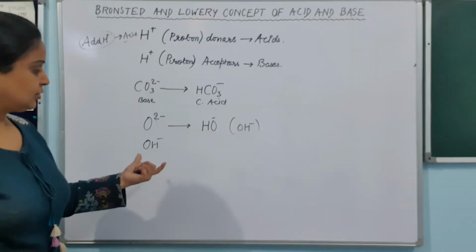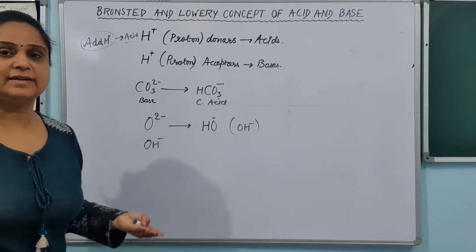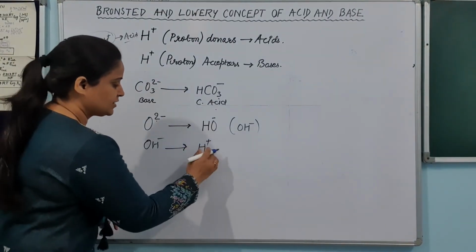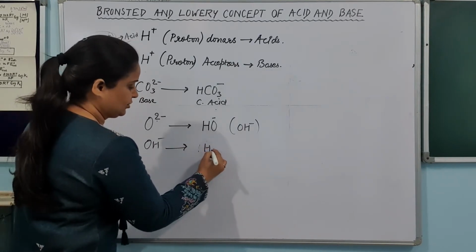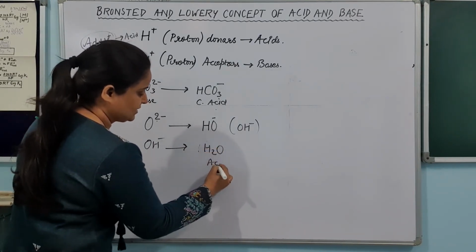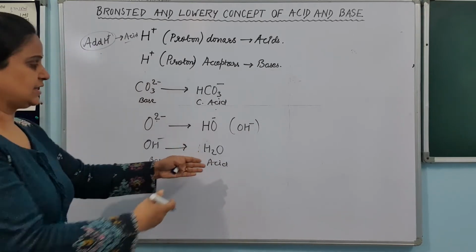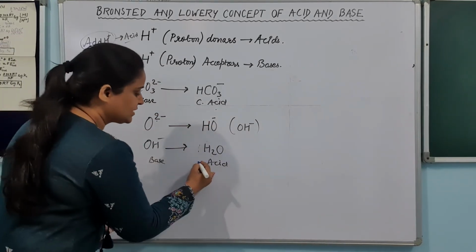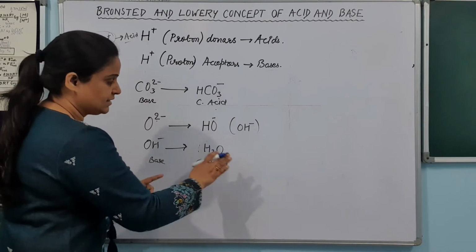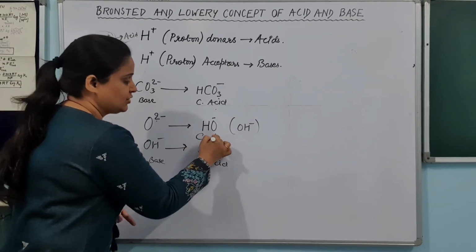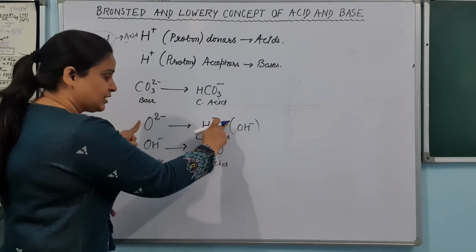So what to do? Just add H plus ion. So I am adding H plus ion. How do I add H plus ion to this? H2O. So this is acid and this is base. Conjugate acid. You can just not write down acid or base; write down conjugate acid. This is not acid, this is conjugate acid. So we are talking about pairs.